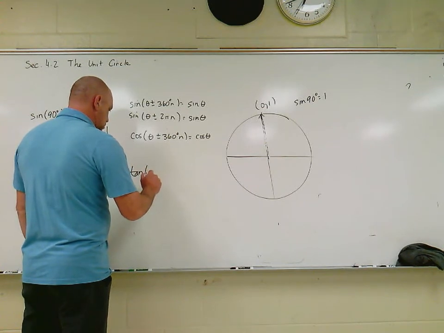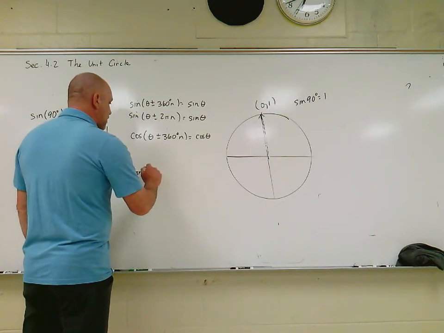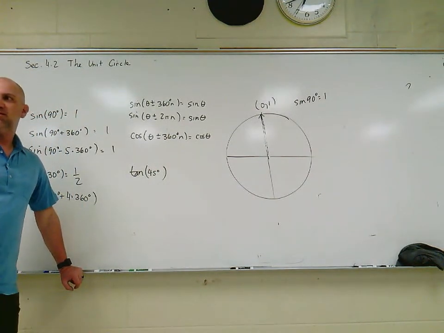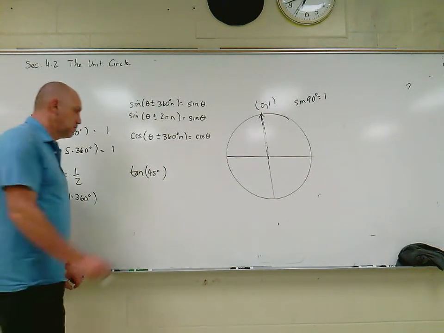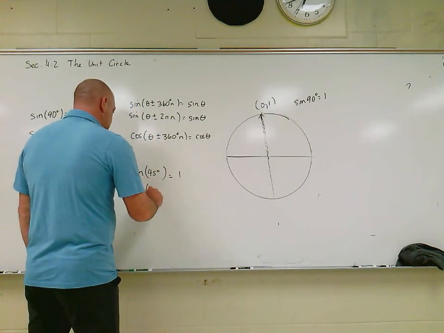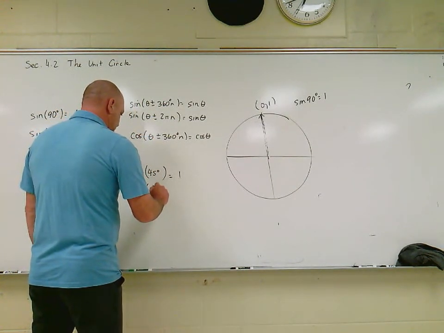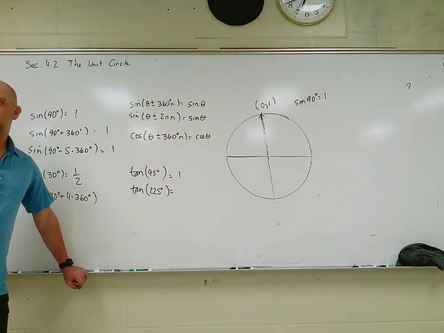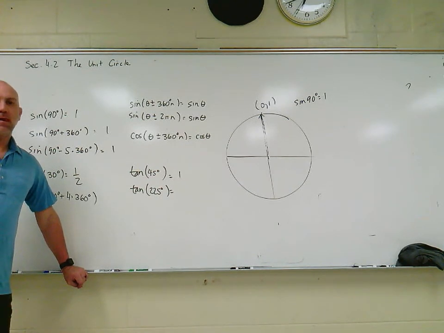Let's do, we know 45, right? Do you remember what tangent of 45 degrees is? 1. Okay, that one's 1. So let's do tangent of 225. Let's see what you get. What do you get? 1.